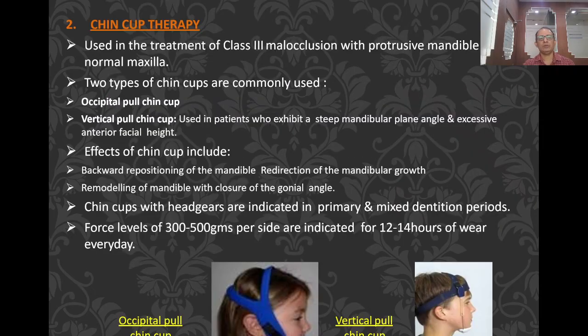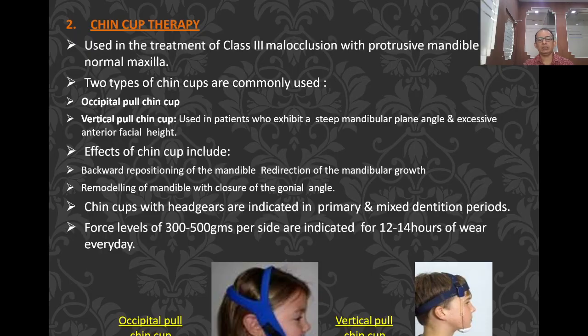Chin cup therapy is used for the treatment of class 3 malocclusion with protrusive mandible and normal maxilla. Two types are commonly used: occipital pull chin cup and vertical pull chin cup, used in patients who exhibit a steep mandibular plane angle and excessive anterior facial height. Effects of chin cup include backward repositioning of the mandible, redirection of the mandibular growth, and remodeling of the mandible with closure of the gonial angle.